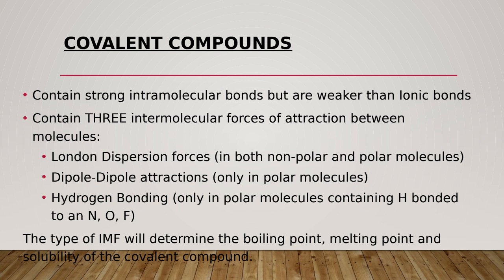When we talk about covalent compounds, they still have strong intramolecular bonds, so those sharing of electrons. But those sharing of electrons, we know, are weaker than ionic bonds. But because covalent molecules form molecules, they then have intermolecular forces, which again, ionics do not have. And they have three kinds. They have London dispersion forces, dipole-dipole attractions, and hydrogen bonding.